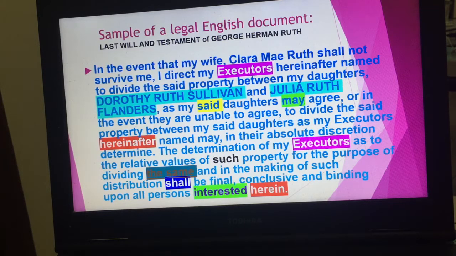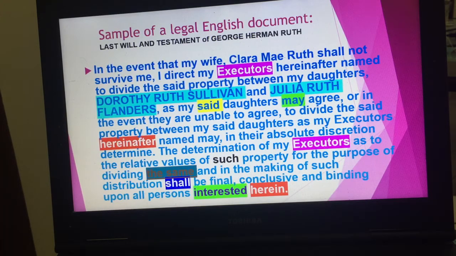And we've noticed also the description or the adjective of my executors hereinafter named. Hereinafter named. My executors hereinafter named. You see, hereinafter named belongs to the executors, qualifying the executors.